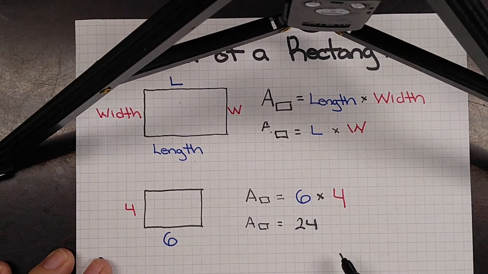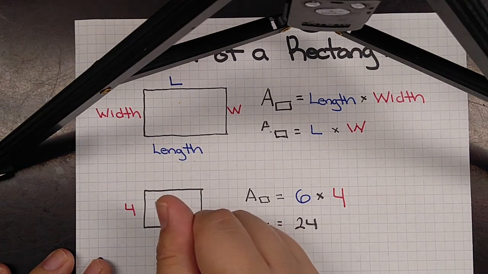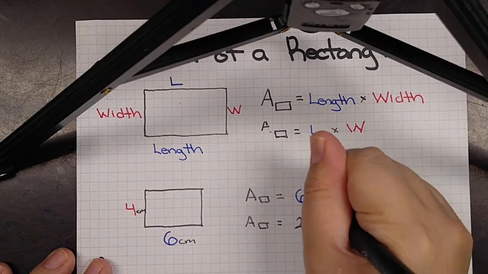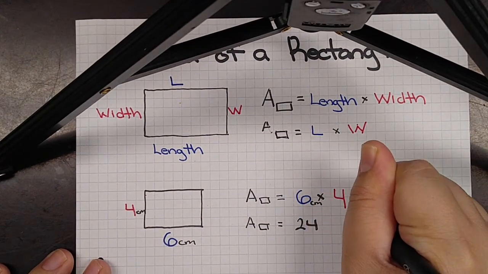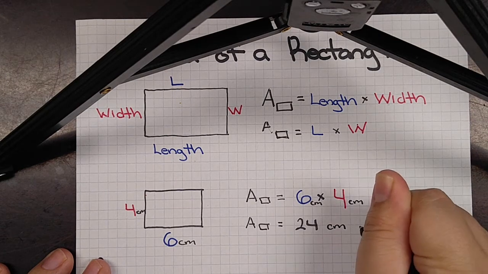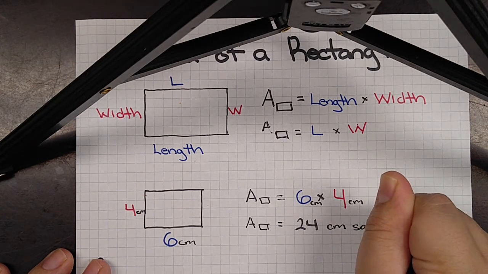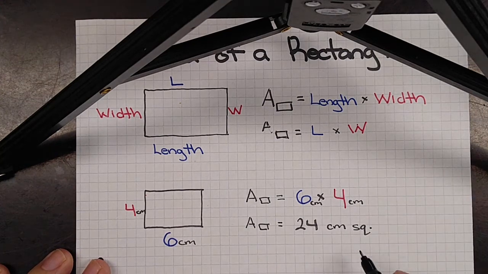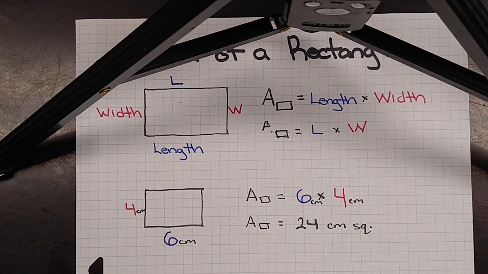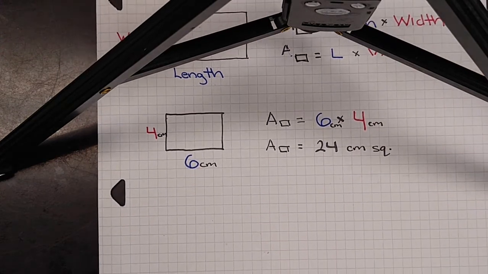Okay. And I don't have a label here. That's my fault because I didn't label my sides, but let's just say since these are centimeter squares, these are centimeters. So this would be a total of 24 centimeters square. And remember, SQ is the abbreviation for square. Okay, so let's go ahead and try one more.